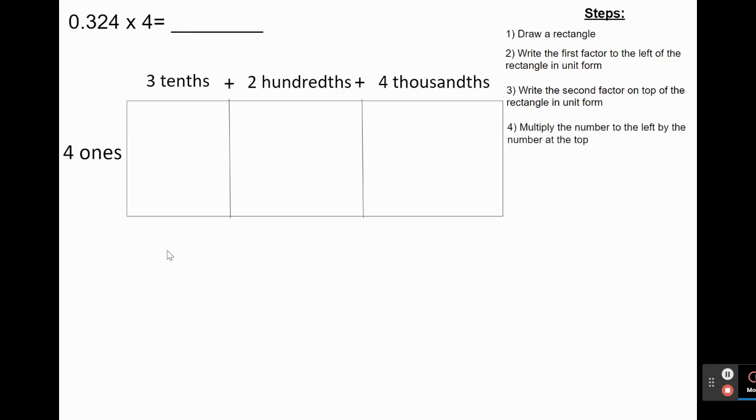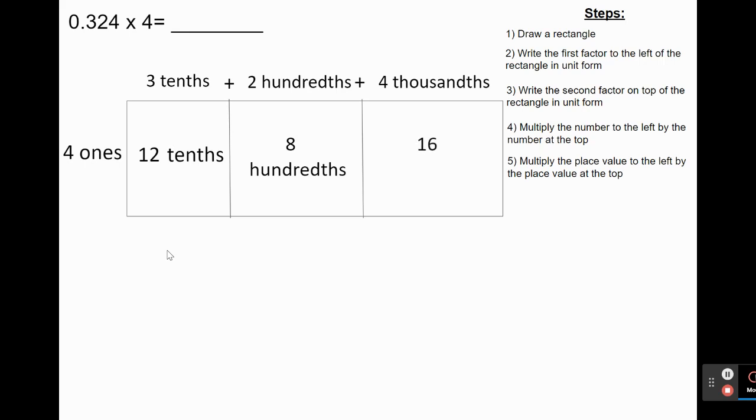Now I'm going to multiply the number to the left by the number on top. So I'll have 3 times 4 is 12. Ones times tenths is tenths. Then I'm going to go to the next one. 2 times 4 is 8. Ones times hundredths is hundredths. Then finally 4 times 4 is 16. And thousandths times ones is thousandths.